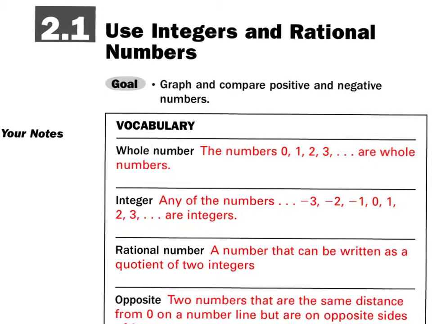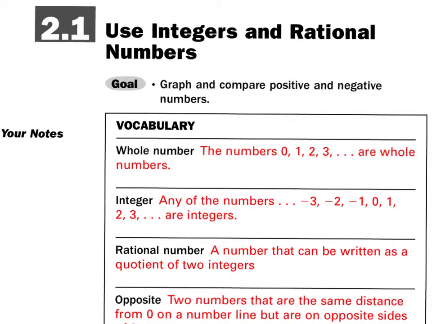In Chapter 2, we're going to be working with integers and rational numbers. We'll be multiplying, dividing, adding, and subtracting them. In 2.1, we're going to just talk about what integers are, what rational numbers are.